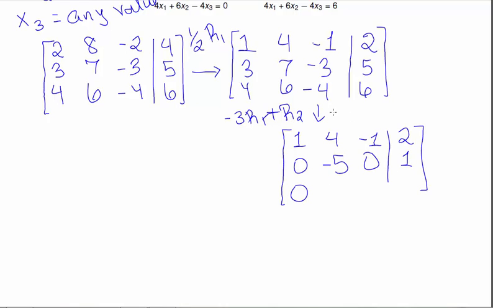To get the second one, we'll do a negative 4 times row 1 plus row 3. So negative 4 plus 4 is 0. Negative 16 plus 6 is negative 10. 4 minus 4 is 0. And then negative 8 plus 6 is negative 2.